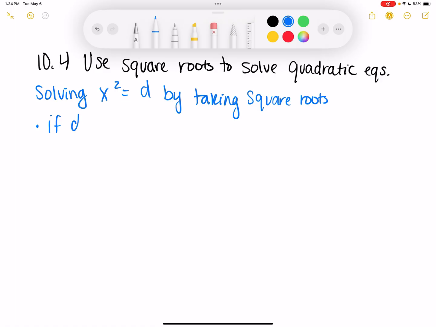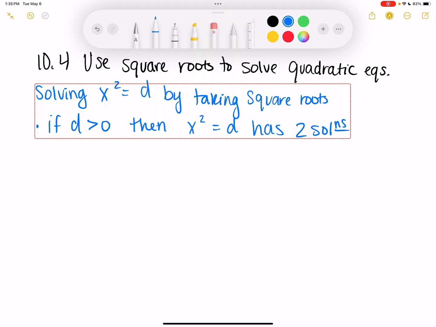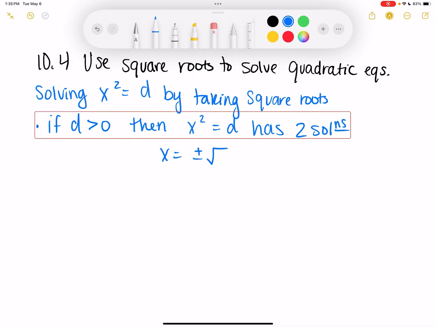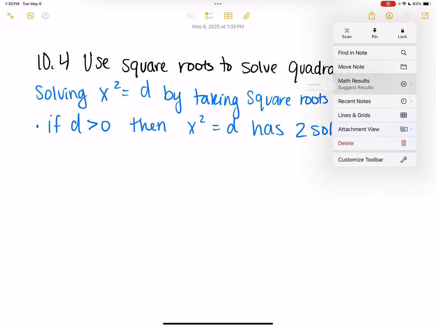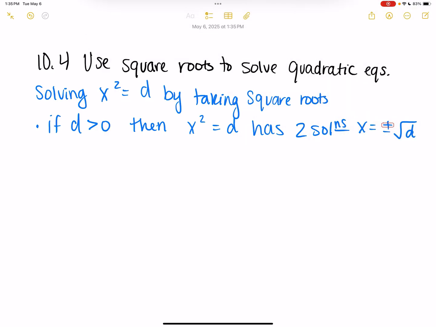So, if d is greater than 0, meaning it's a positive number, then x squared equals d has two solutions, and they would be x equals plus or minus the square root of d. If d is equal to 0, then x squared equals d has one solution, and x is equal to 0.